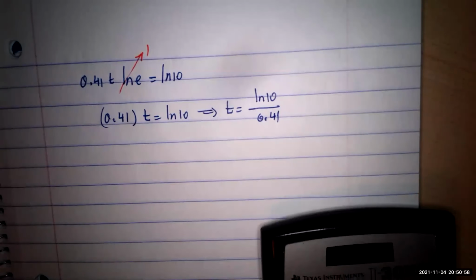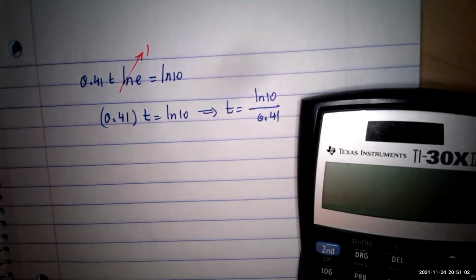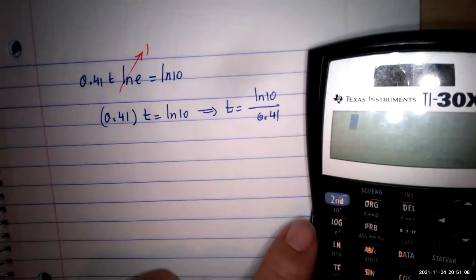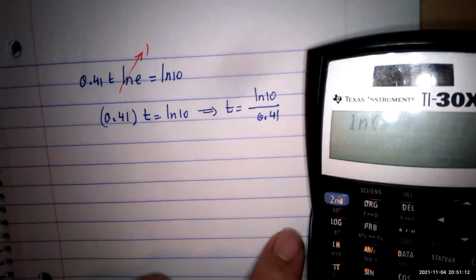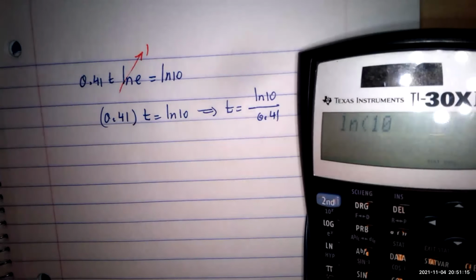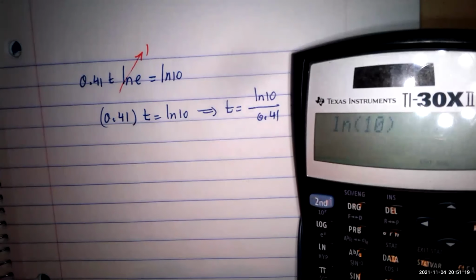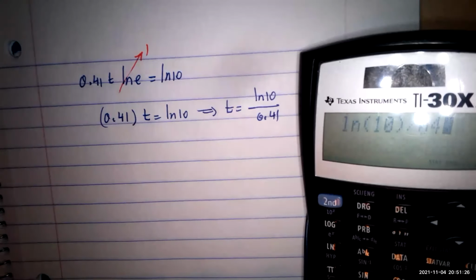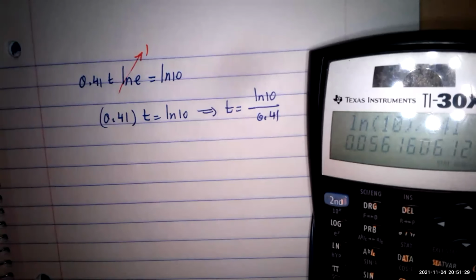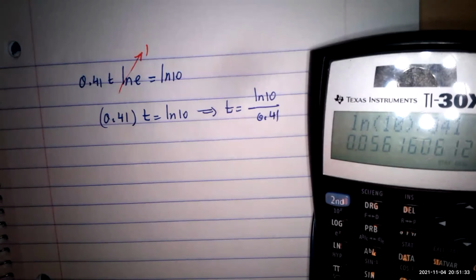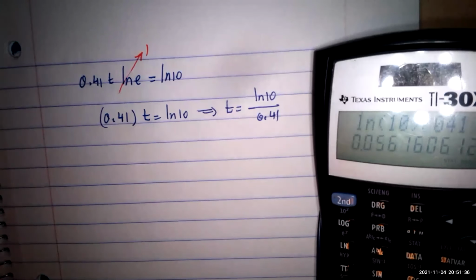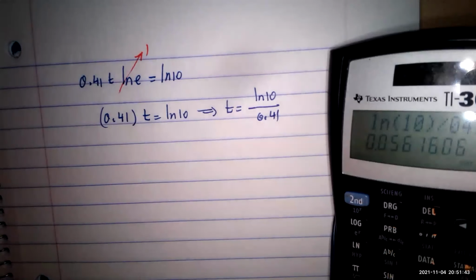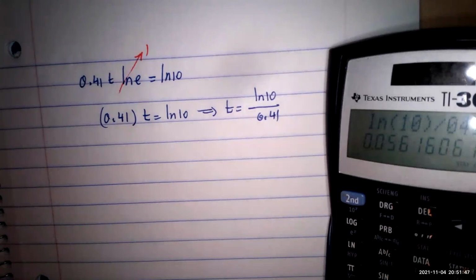Okay, any question? Then you have to go to your calculator again. Getting ln of 10: I turn it on, then I need the ln, ln of 10. Then it's going to be ln of 10 divided by 0.41. Did I miss anything over here? No, that was ln 10 over... I made a mistake over there.